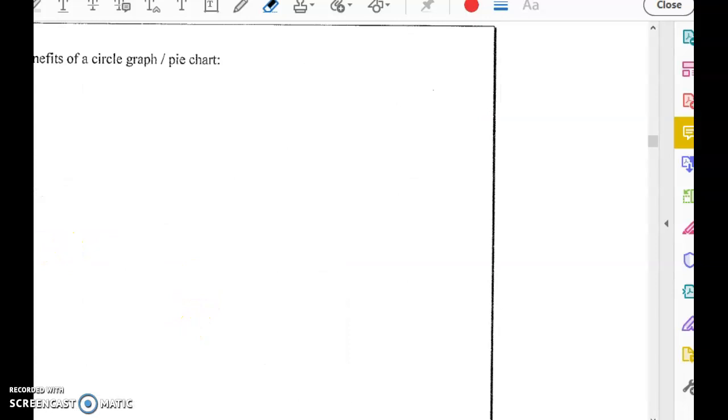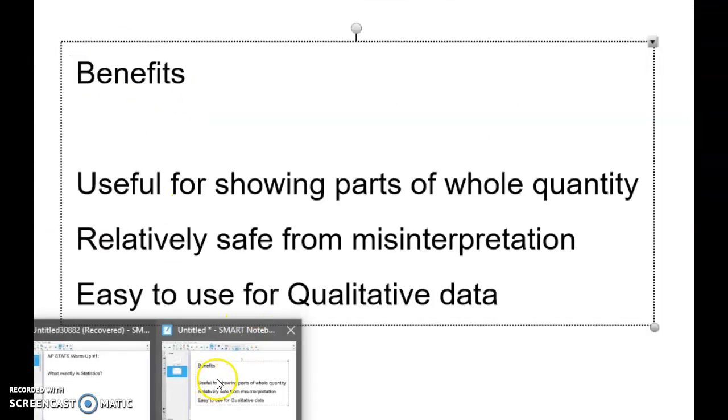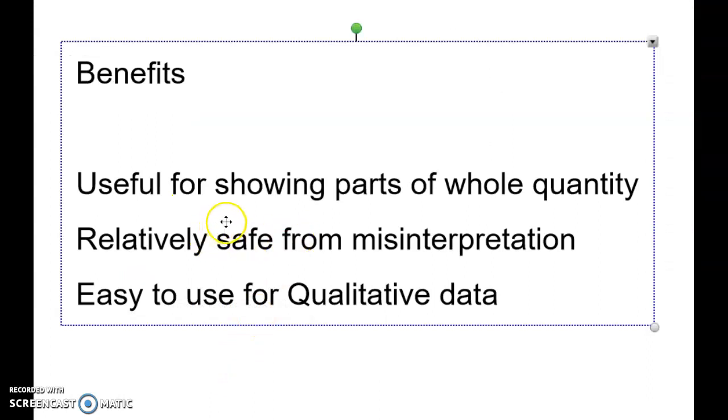But then what are the benefits of a circle graph, a pie chart? Like why would we do this? It's useful for showing parts of a whole quantity, which you can see the different parts. It's relatively safe from misinterpretation. And then it's easy to use for qualitative data. Typically bar graphs are for qualitative. What is qualitative data? It's your nominal and ordinal data, which are basically categories. Gender, hair color, eye color, that kind of stuff. So let me know if you have any questions.